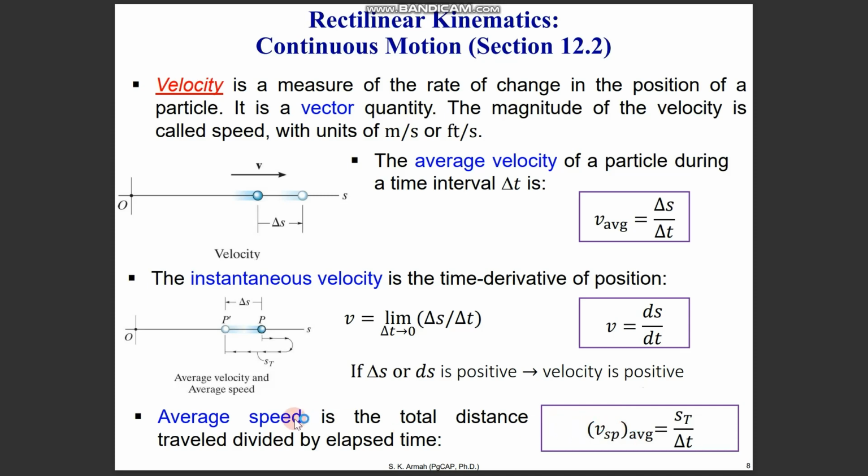Then we have average speed. Average speed is the total distance traveled over time. If the body starts from this point, goes to this point, and then moves here, the total distance is the sum of this distance plus this distance. But the displacement is the difference between where the body starts and where it has stopped.